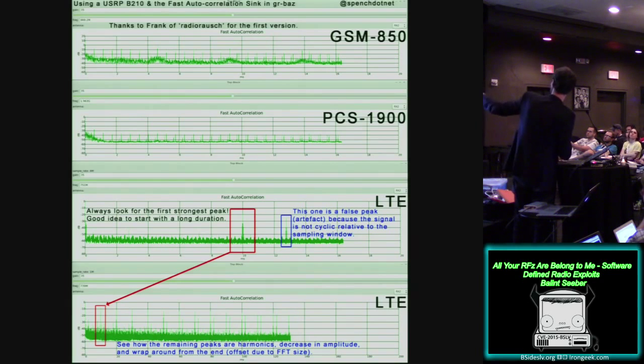And the way you interpret this kind of diagram is that you look for the first major peak that pops up. And that's telling you that there's something in your signal that repeats with that period. So there's a more obvious one here for LTE. And maybe you can't quite see it, but this first major peak actually appears at exactly 10 milliseconds.